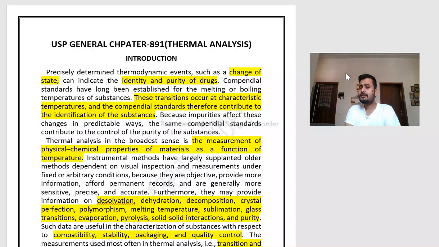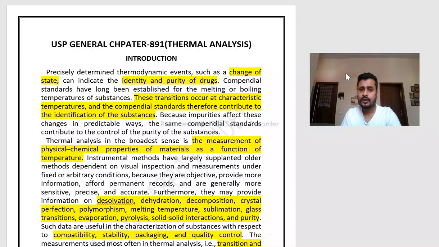So what does it mean? If you want to identify the purity of a compendial standard or compendial substance, we perform thermal analysis. With the help of this, we can estimate or identify the purity of our standard, because if the impurity in the drug substance increases, it can affect the melting point, the melting point onset, and the heat or enthalpy of the substance.